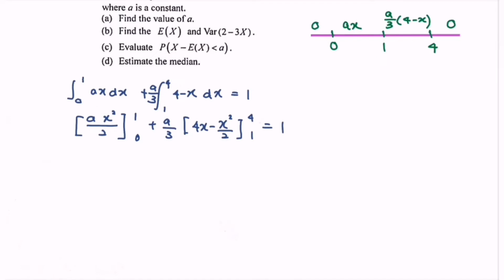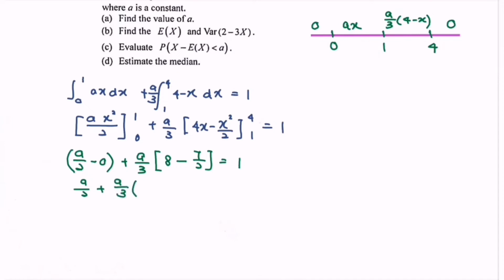Kindly substitute the situation. So here we will have a over 2 minus 0, plus a over 3 bracket, substitute 4, we will have 16 minus 8, where we have 8, minus substitute 1, we will have 4 minus 1 over 2, where we will have 7 over 2, which is equal to 1. Continue. a over 2 plus a over 3 multiplied with 9 over 2, which is equal to 1.